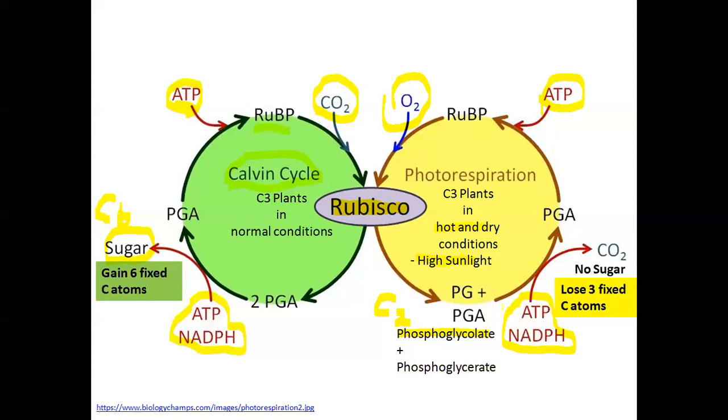So they will not allow the leaves to use this ATP and NADPH for the production of sugar molecules. At this stage, they will release carbon dioxide, so they will lose 3 fixed carbon atoms, and the end product will be that there is no sugar and no ATP molecules.